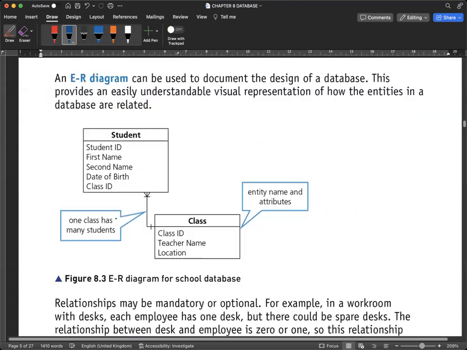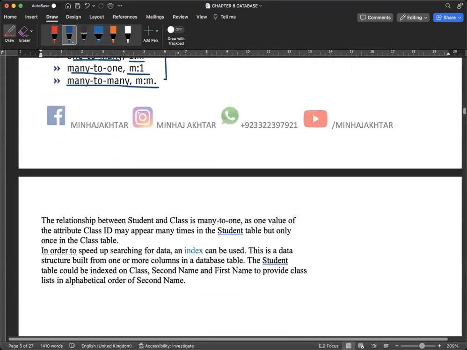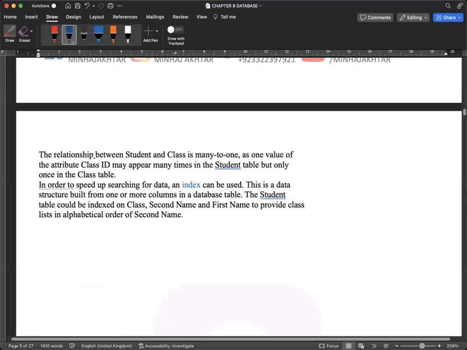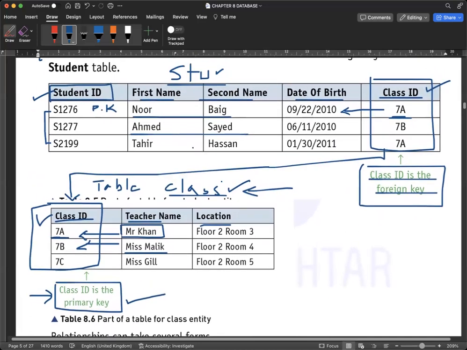So in a relational database, we have many tables connected to one or different things. The relationship between the class and the student is many to one. Look above here. This is the student table. This is the class table. This relationship is many to one. Why? Look. There are two tables, and the class table is connected to the student table above. So this is many to one.